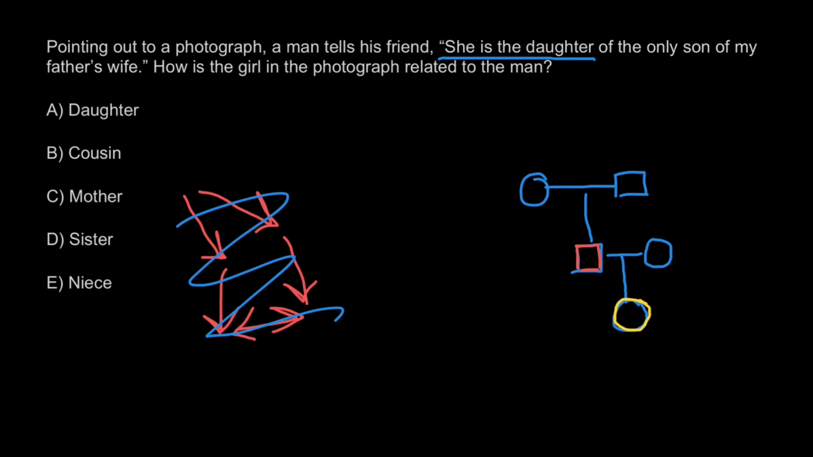And what is the relationship between this girl and this male? How is the girl in the photograph related to the man? So this female is going to be a daughter of this male who is talking to his friend. So our choice is going to be answer A.